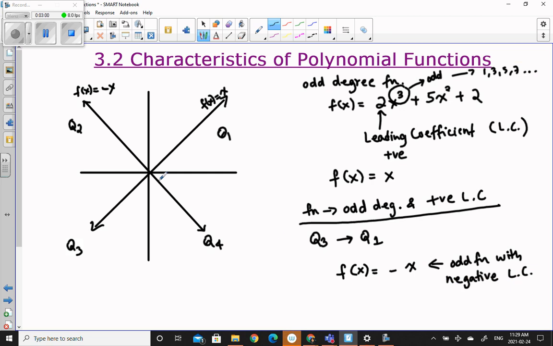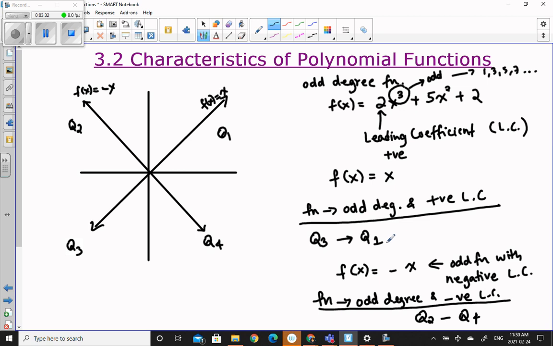So what quadrants does it go through? The function has odd degree and negative leading coefficient. You can see that it goes from quadrant 2 to quadrant 4. So this is kind of your foundation, that you always want to remember these trends, these characteristics, because they hold true for all odd degree functions of positive or negative leading coefficients.